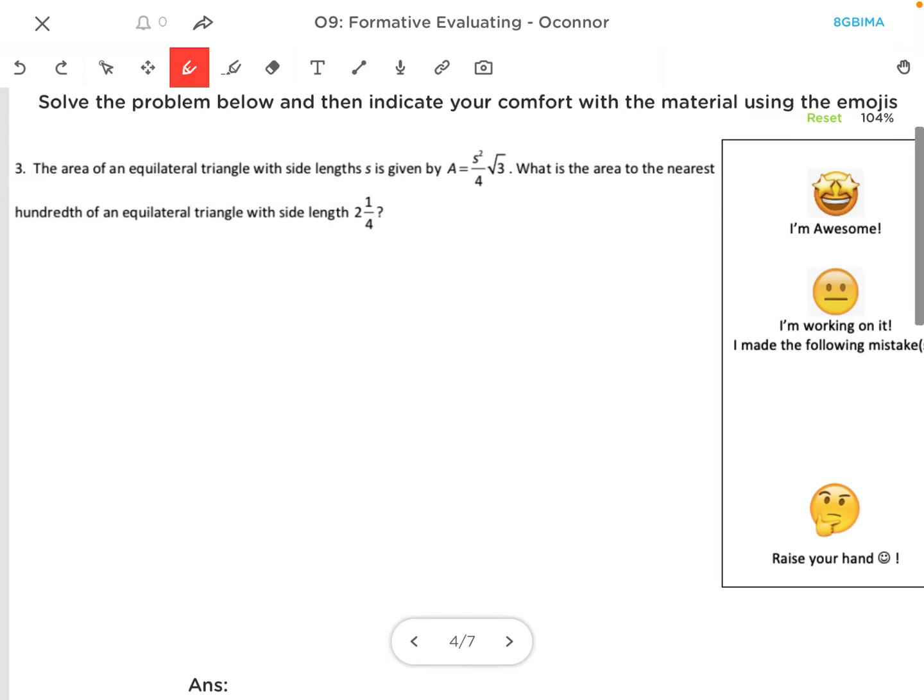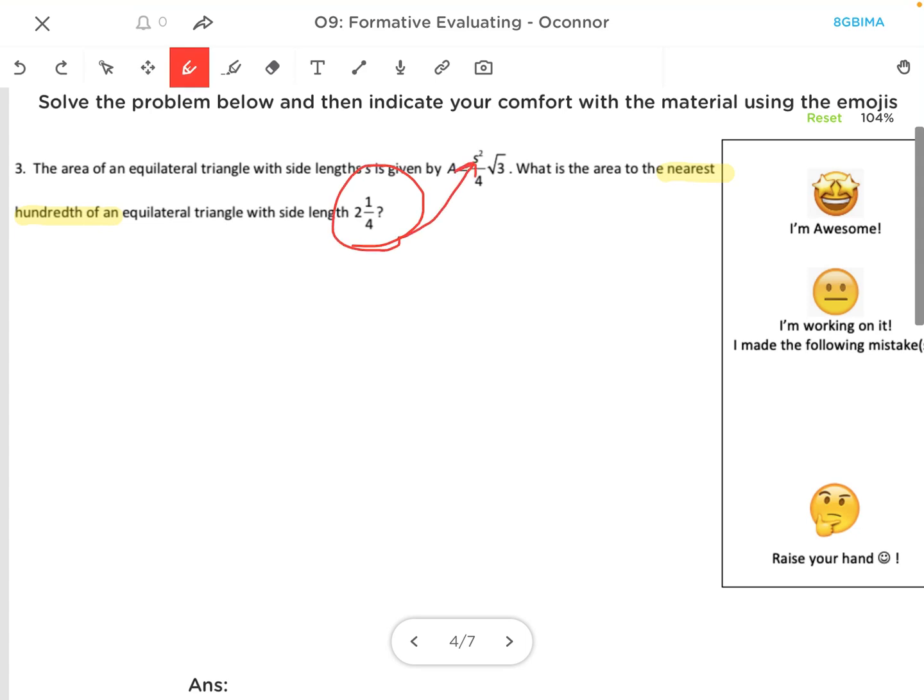Problem 3. When I read this, the area of the equilateral triangle is given by this equation, where S is a side length. But one thing that is very important is that we are going to round to the nearest hundredth. And so that screams this is a calculator question. So I'm going to plug in 2 1/4 in for S.